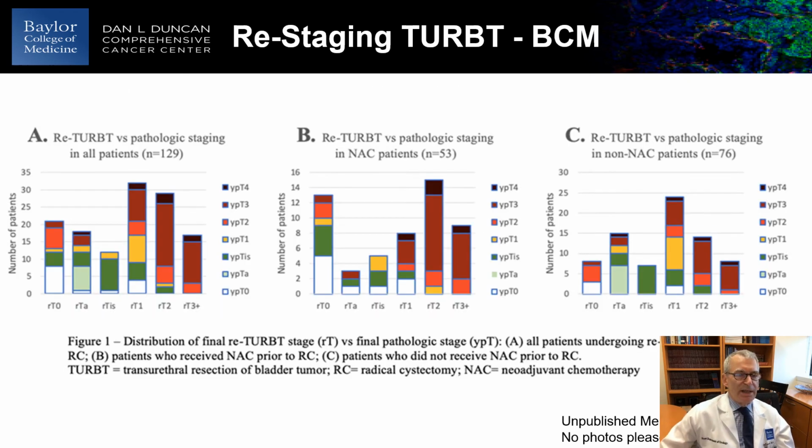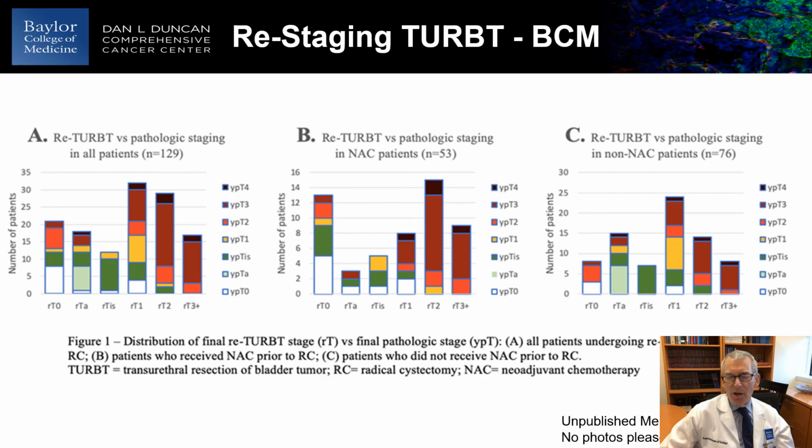And these are the data just represented in the box plots. This is the entire group here on the left. The middle box plot is the neoadjuvant patients and the non-neoadjuvant patients. And you can see over here what many other people have shown, the significant upstaging in both clinical T0 as well as non-muscle invasive disease, and particularly the understaging rate with T1 tumors that you see here.